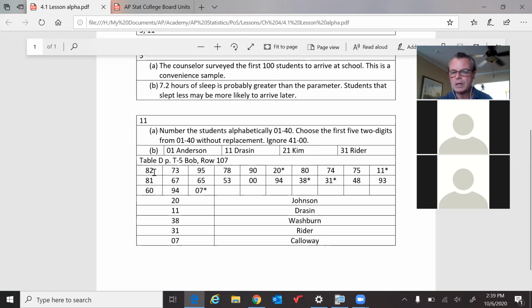So back here, what happened? 82 is the first pair of numbers. Too high. 73, second pair of numbers. Too high. Then you have to jump columns. The 9 is the last number in the first group, and the 5 is the first number in the second group. They're all too high till I get to 20. So I go to the table, and the 20th kid would be at the bottom of the second column. That would be Johnson.